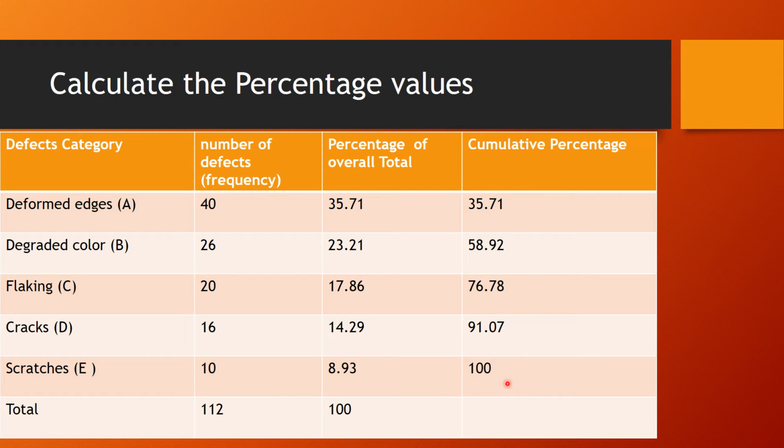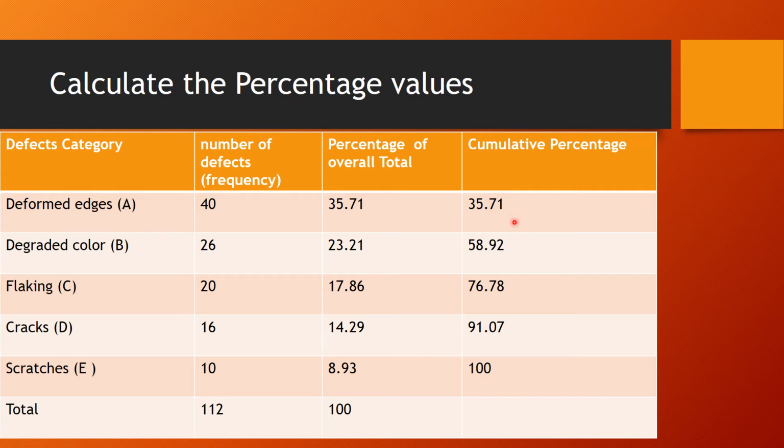Then we go to the next column. How do we calculate these values? The first one we take as it is, 35.71. To get the next value, 58.92, we take 35.71 and add to it this value, 23.21, and then put it here as 58.92. Then to get this value, 58.92 will be added to 17.86 and we get this value. So that is how this column will be calculated. Now I have explained how to calculate this column and this column.